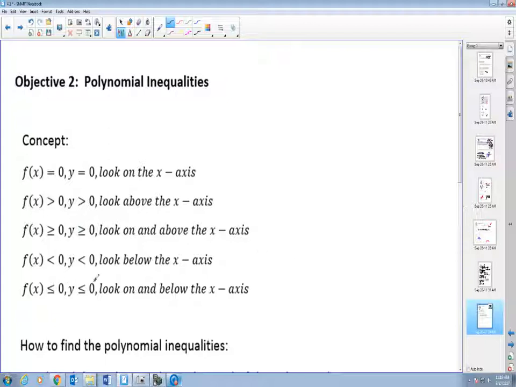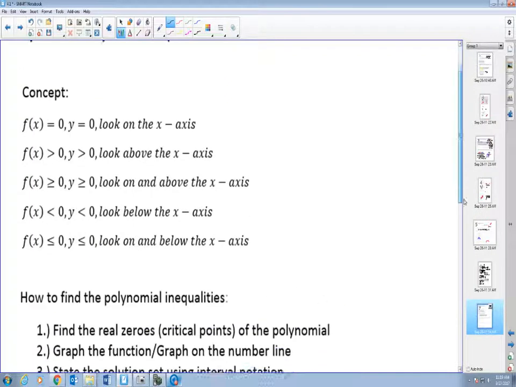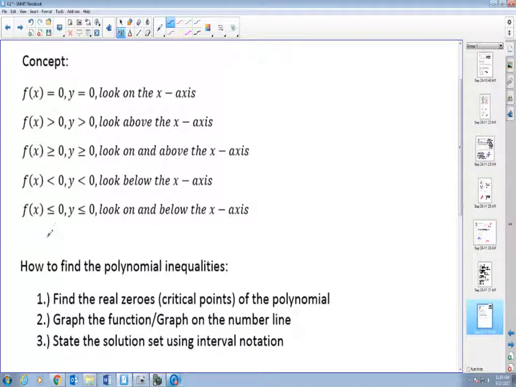If a function is less than 0, that means the y values are negative. We will look below the x-axis. If my function is less than or equal to 0, that means my y value could be negative or right on the x-axis. Then we will look on and below.